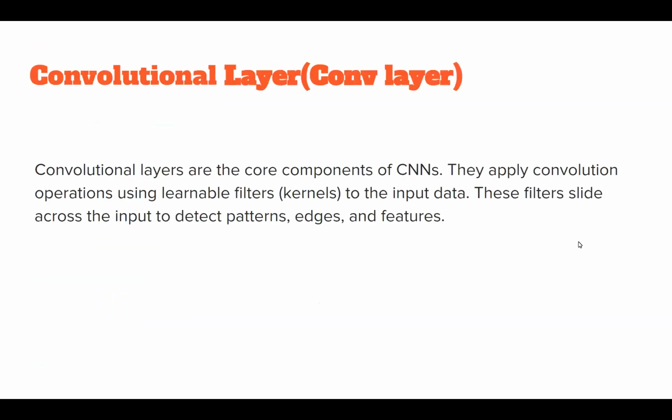So yeah, convolutional layer, again, it's one of the core components of CNN. They basically apply your convolutional operations using something called filters slash kernels to your input data. And these filters slide across the input to detect patterns, edges, and features. But the sliding depends again on your stride, your kernel size, and so on.